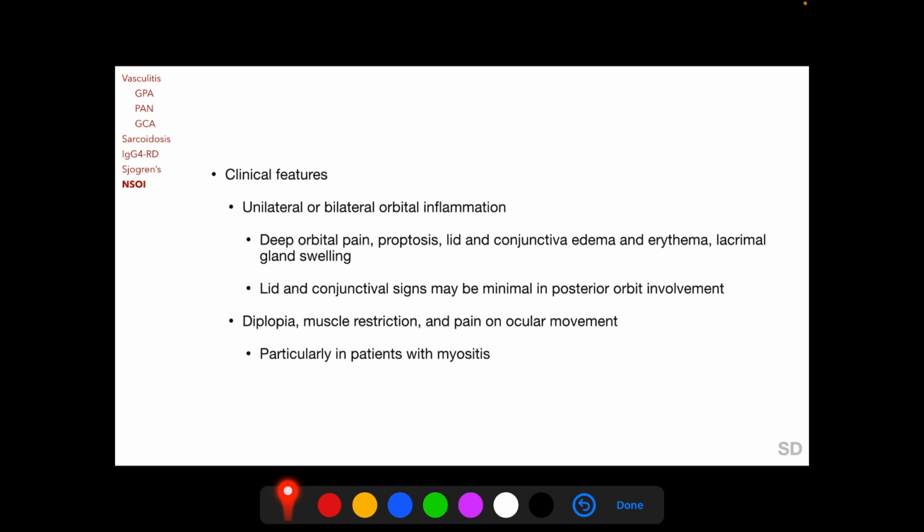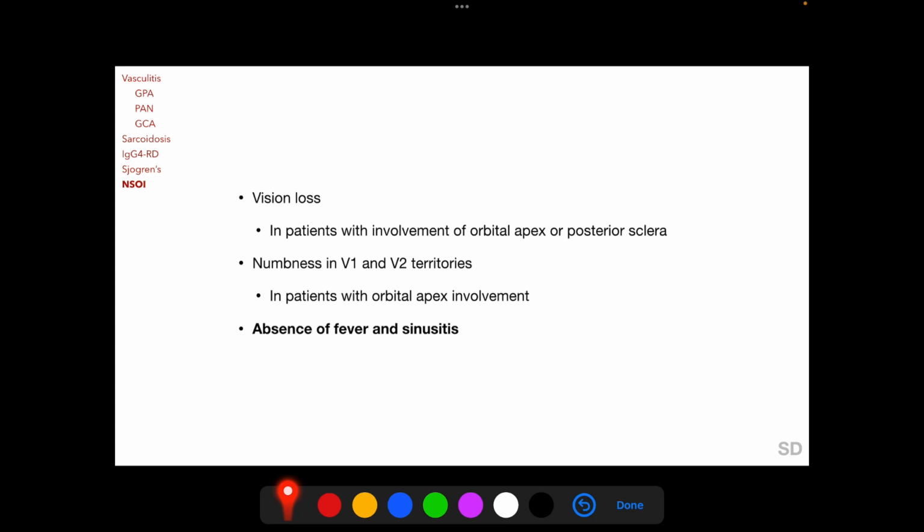With predominantly myositis, patients will complain of diplopia and pain on ocular movement, and on examination we will find muscle restriction. And with involvement of the orbital apex or the posterior sclera, patients will complain of loss of vision. In orbital apex involvement, there will also be numbness in V1 and V2 territories. V2 territory will be involved if the inflammation spreads to the cavernous sinus.